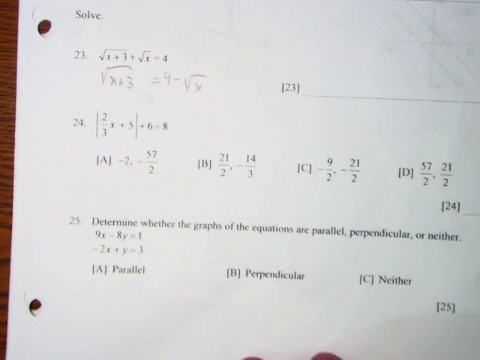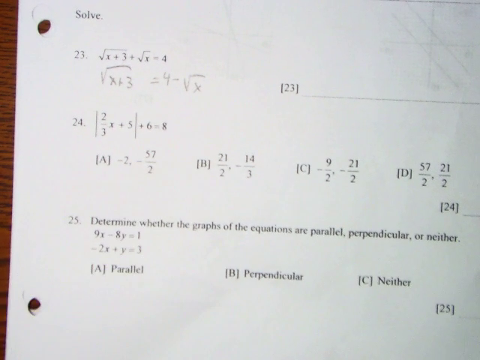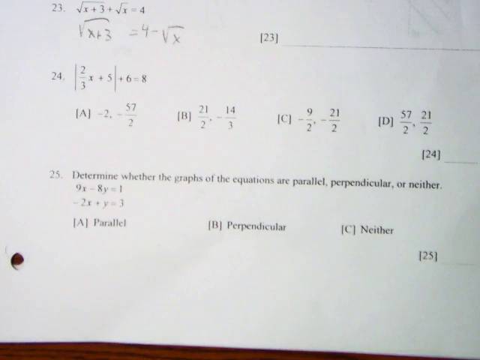Number 24, that's an absolute value equation. First thing you got to do is subtract 6 from both sides and then split it into a positive and negative equation. Number 25, determine whether the graphs of the equations are parallel, perpendicular, or neither.